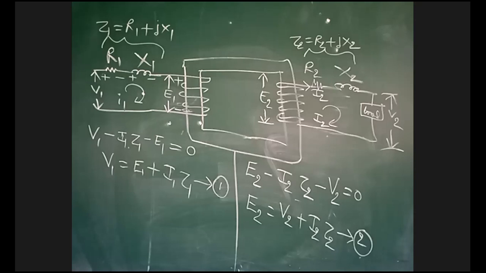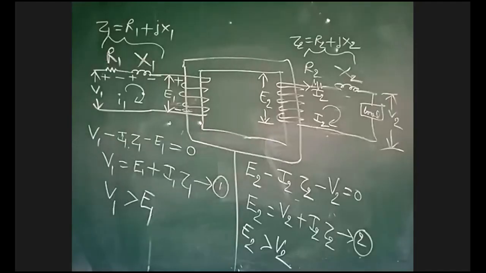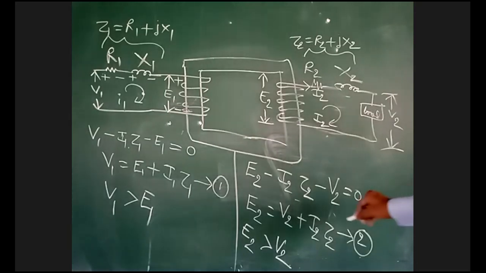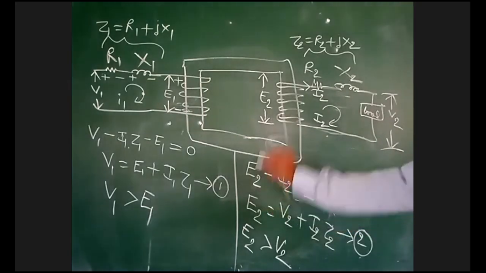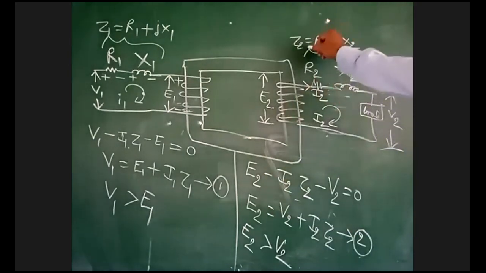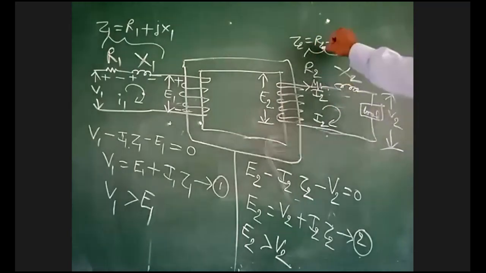Now here, V1 is greater or E1 is greater? V1. V1 is greater than E1. Your E2 is greater than V2. When you apply voltage E2, the secondary induced voltage, some voltage is dropped across Z2. That is I2 into Z2 is the voltage drop.